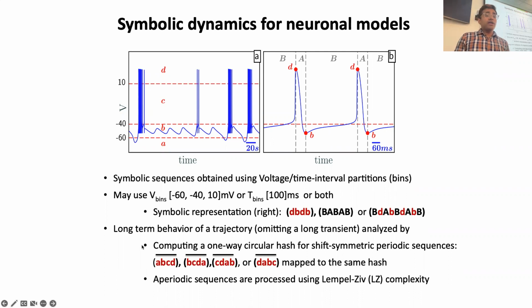And then what we are doing is we are looking at long trajectories and looking at whether this trajectory is periodic using a circular hash function. And that identifies whether there's periodicity in the sequence, which would correspond to tonic spiking or bursting. And if the sequence is aperiodic, it means there is something like a chaotic mixed mode oscillations trajectory. And such trajectories we process with a complexity algorithm called LZ complexity.